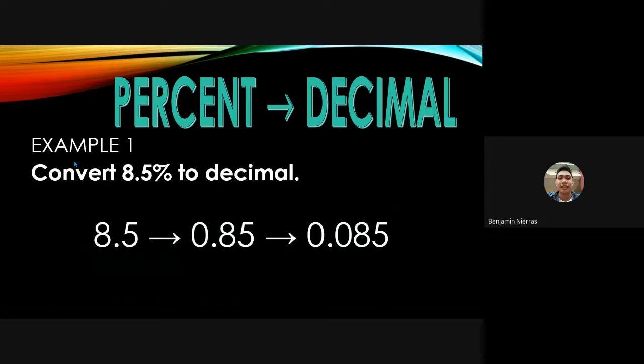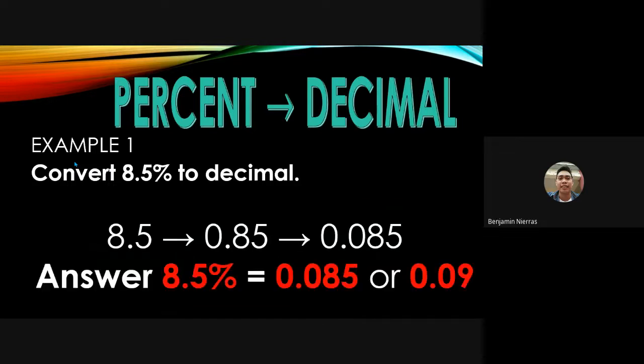So it looks like this. 8.5, our given, moving the decimal point to the left, so we have 0.085. The hidden calculation behind this solution is simply we divide the 8.5 by 100. So the answer is still the same, 0.085. You may go to your calculator and try it now. So therefore, 8.5% is equal to 0.085.